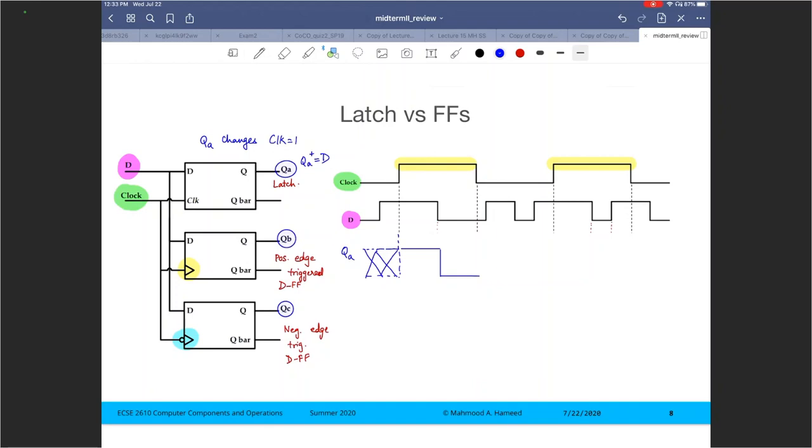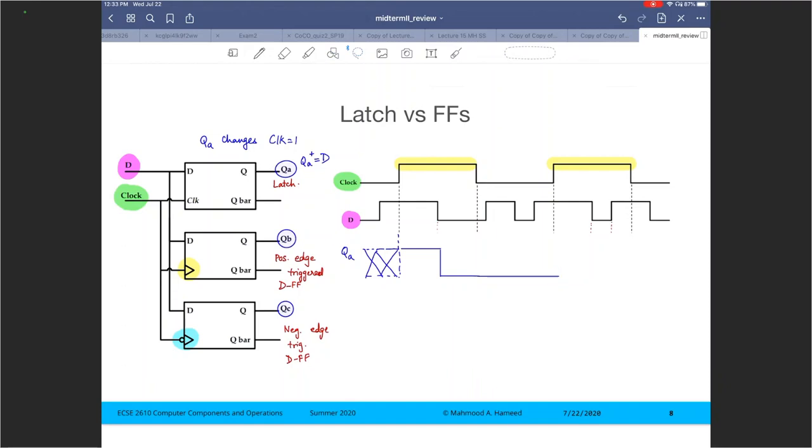After that, clock is 0, which means it is latched, it is stored. So it will continue to be a 0. Now it is not going to respond to any of these changes that happen in D. It will continue until that time.